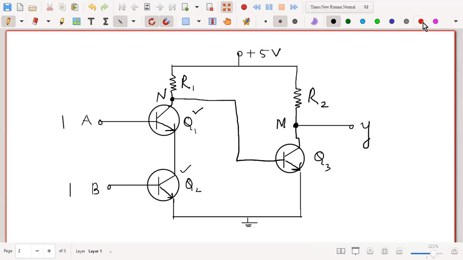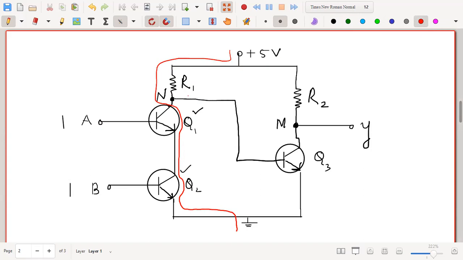So in this case, what happens? Let me draw: the current will flow through the point M, and the transistors are working. So it will flow from the collector to the emitter, and again from the collector to the emitter, and then it will flow to ground. So this is the direction of the flow of the current. Since both the transistors are working, the current is flowing from this point to the ground.